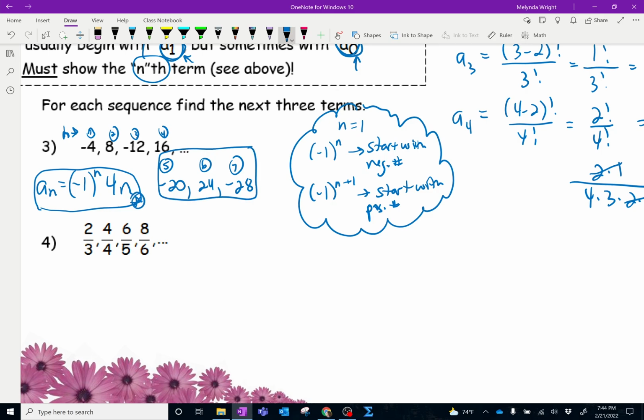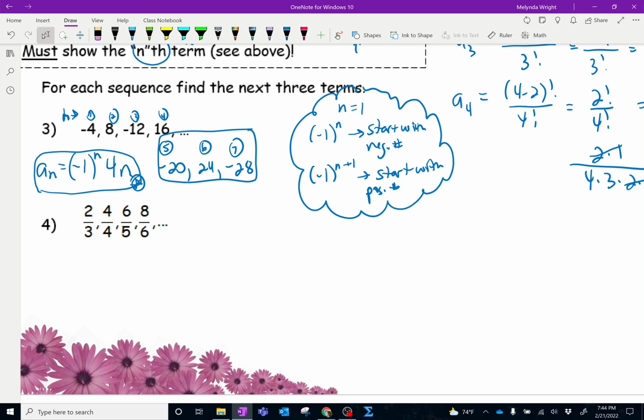Okay, great. Let's do one a little bit more complicated with fractions. Now, when we have fractions, it would be very beneficial or advisable to do the numerator separately from the denominator. So let's look at the numerator first. We start out, our first term has a 2 in the numerator. Our second term has a 4. Our third term has a 6. And our fourth term has an 8.